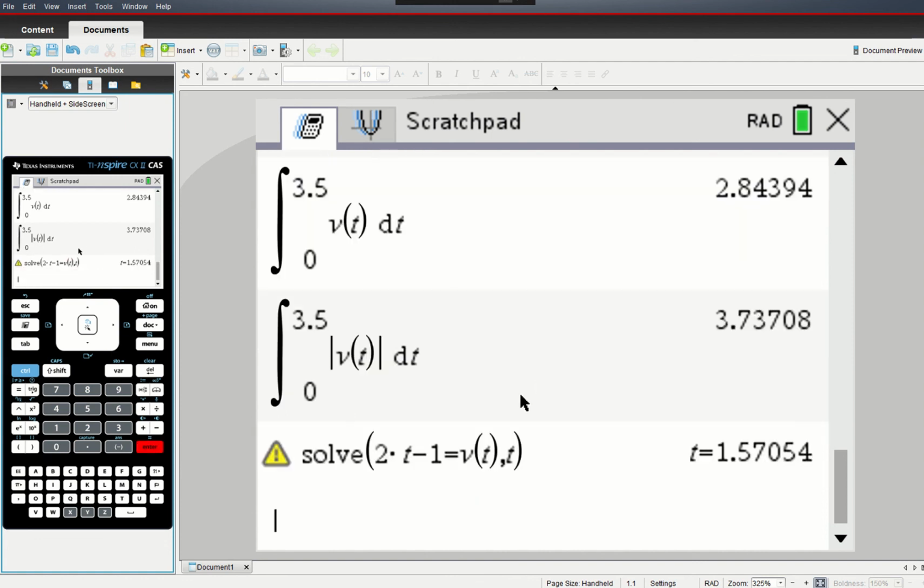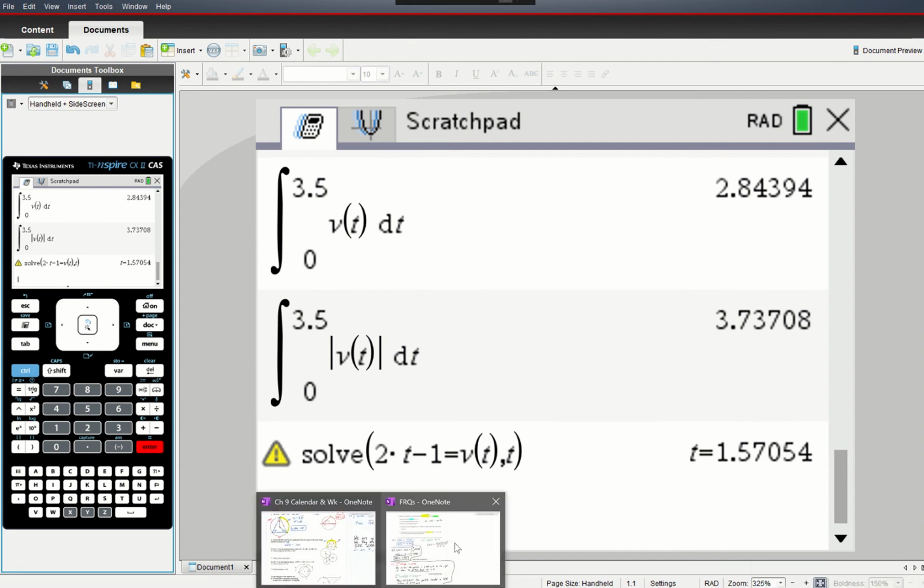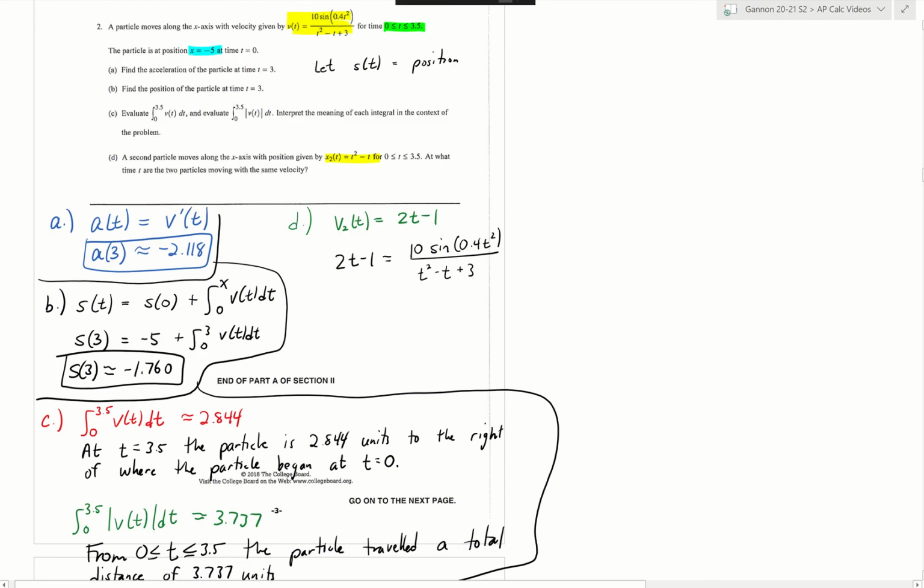So we get an answer of 1.571. So we can go ahead and answer our question. The particles have the same velocity when t equals 1.571.